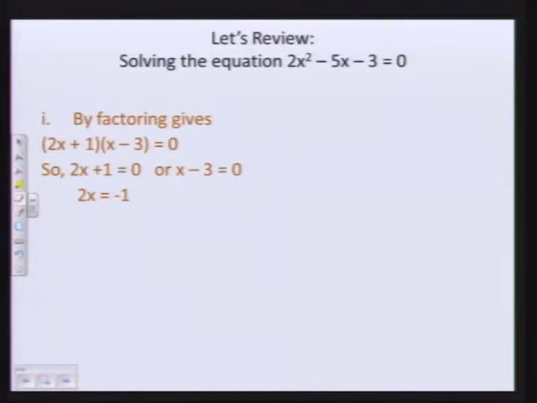In the first equation, 2x plus 1 equal to 0, we subtract 1 from both sides, so we get 2x equals minus 1, and then we divide, so x is equal to negative 1/2. Or in the second equation, since we have x minus 3 equal to 0, we just add 3 to both sides and get x equal to 3. So the solution to this equation is x equals negative 1/2 or x equals 3. That was our factoring method.